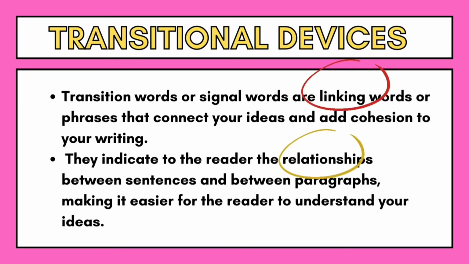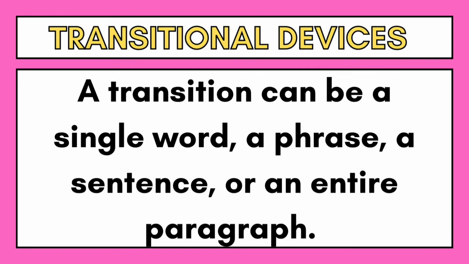They indicate to the reader the relationships between sentences and between paragraphs, making it easier for the reader to understand your ideas. Our keywords for transitional devices are linking, words or phrases, and relationships. A transition can be a single word, a phrase, or a sentence, or an entire paragraph.